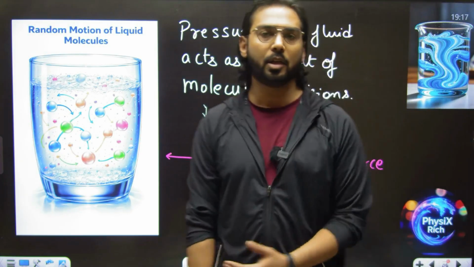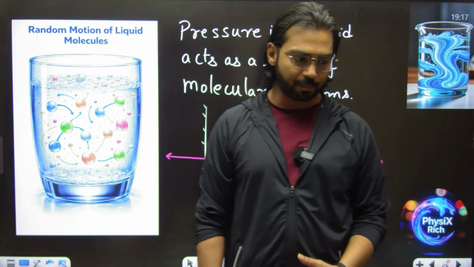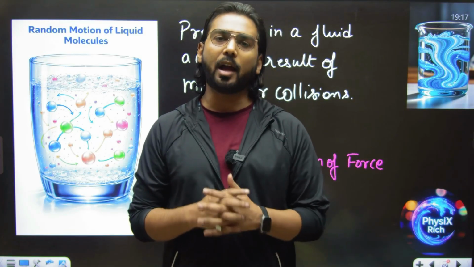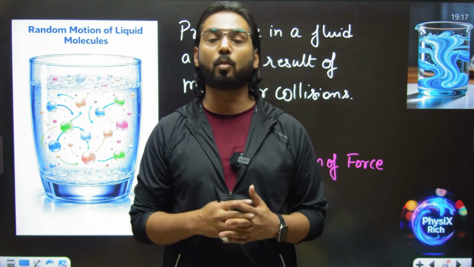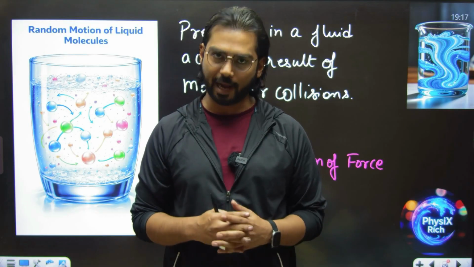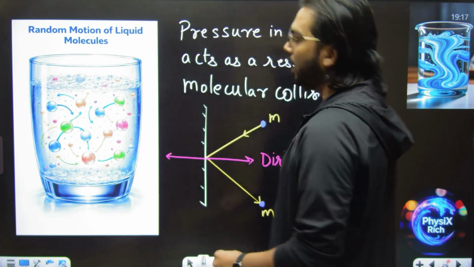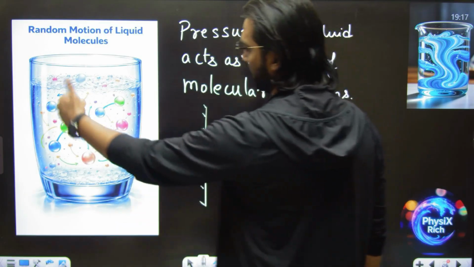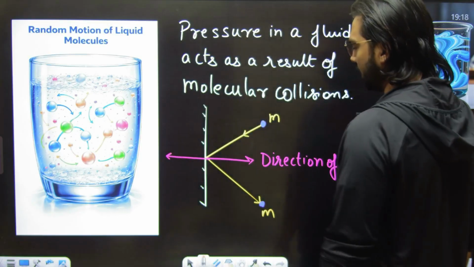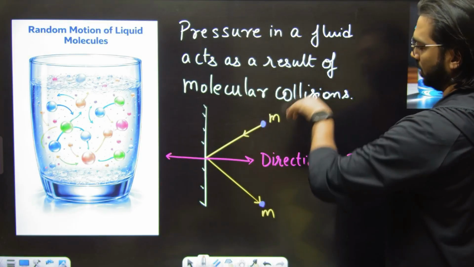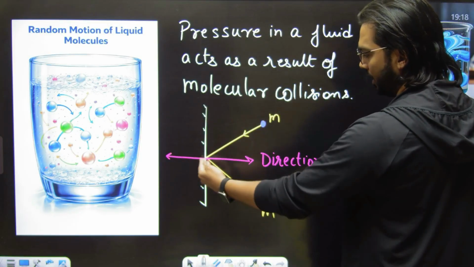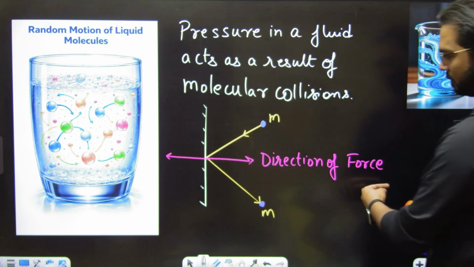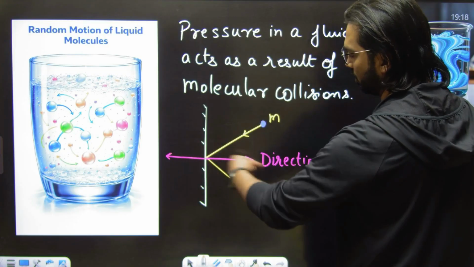Now coming back to pressure. Why is it that pressure truly acts? My dear students, I would like to tell you that pressure acts because of molecular collisions. All pressure acts because of molecular collisions. You can see that there is this tumbler and there are so many molecules inside and they will be doing random motions. Assume that there is this particular molecule. It comes, strikes the wall, hits and goes back. Now, the direction of force will be perpendicular to this wall.